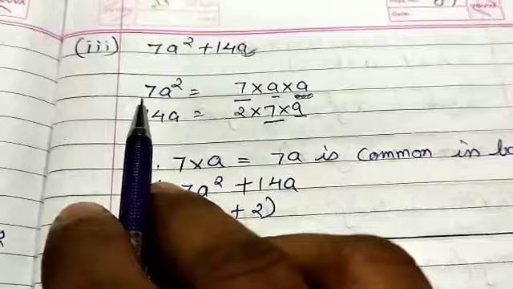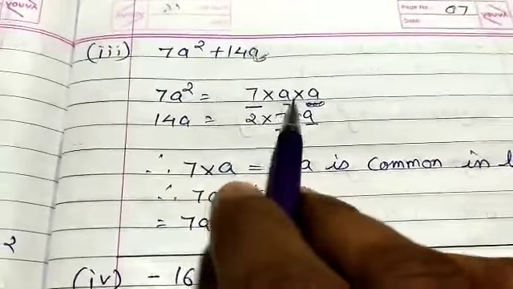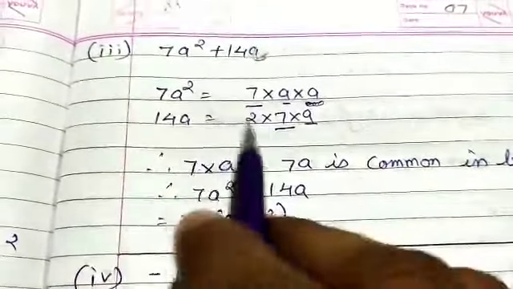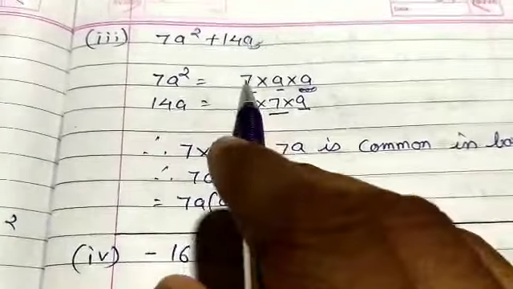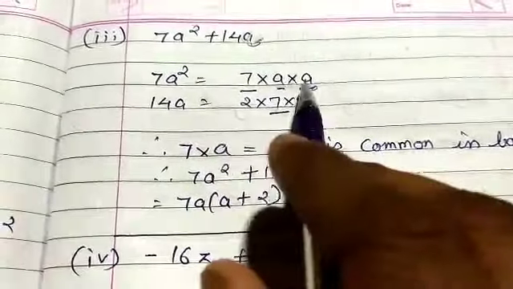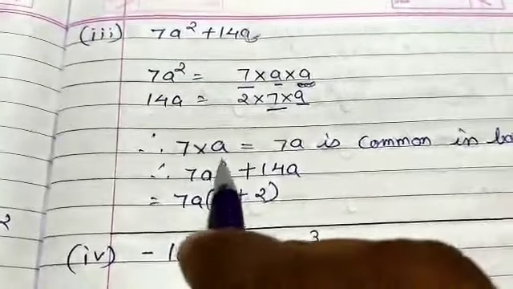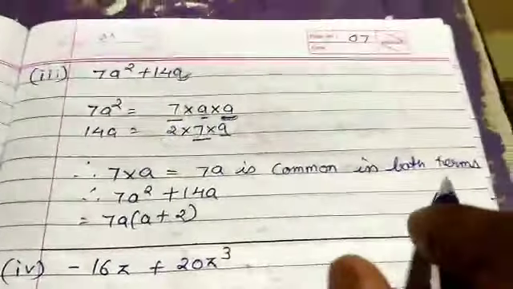First we will write the factor of 7a square, that is 7 into a into a. Then 14a, that is 2 7s are 14 into a. Then what is common? 7 is common and a is common. See here, a is common. So 7a is common in both the terms.